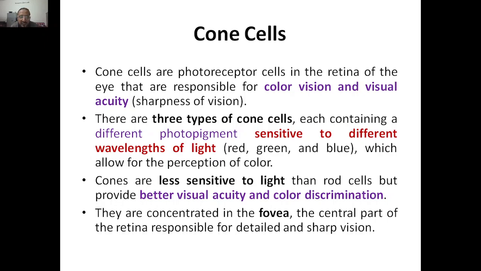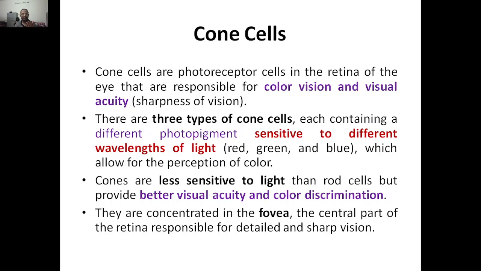So cone cells, again, are nothing but photoreceptors, receptor cells. They are present in the retina, again the same thing, and they are responsible for color vision and visual acuity. So here it is designed: the cone cell is specifically made to distinguish colors, whereas rod cells are specifically made to absorb the light and transmit it as an electric signal.